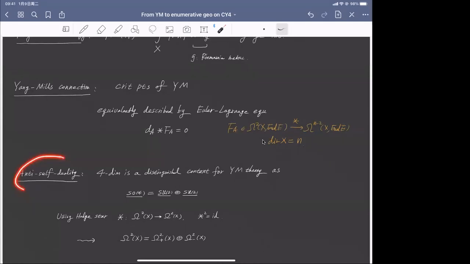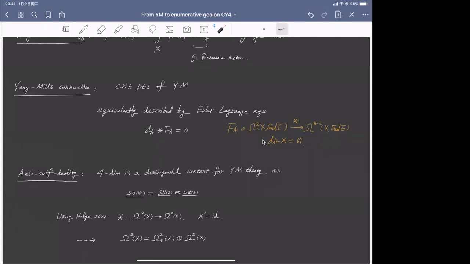Actually, real dimension 4 is a distinguished context for Yang-Mills theory. This is because if we consider a Riemannian 4-manifold, the structure group is SO(4), and the Lie algebra of SO(4) is not simple. It can be decomposed into the direct sum of the Lie algebra su(2) with itself. This is quite a remarkable phenomenon, and it can be reflected at the level of differential forms like this.